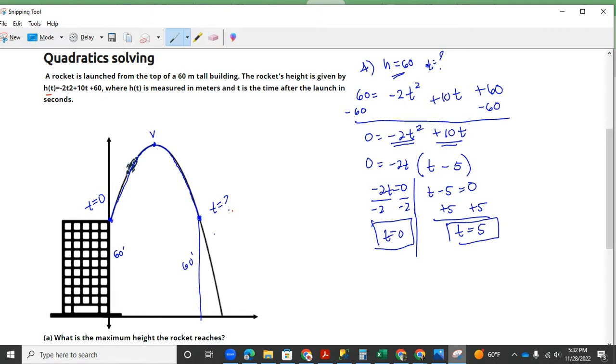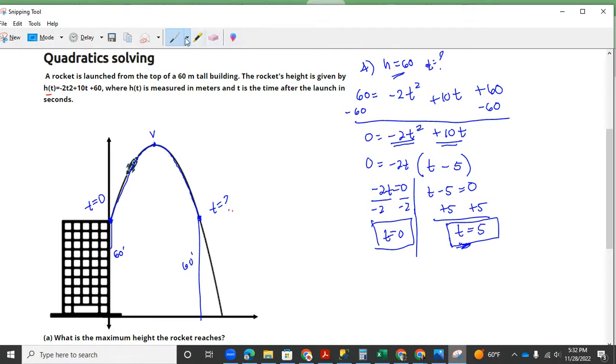It should make sense because at t equals 0, the height was 60. That was the launching time. The second number means that after 5 seconds, again, the height is 60. So it takes 5 seconds to hit 60 as a height the second time around. This is the first way to answer.